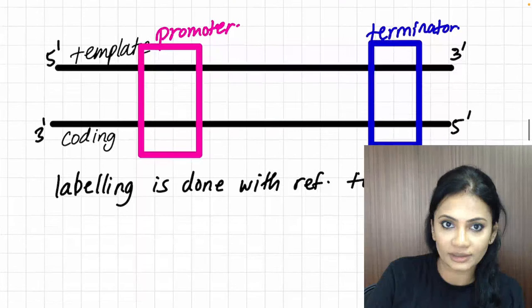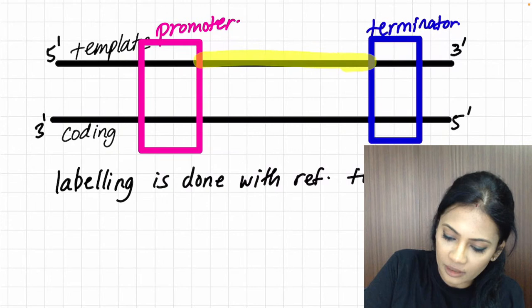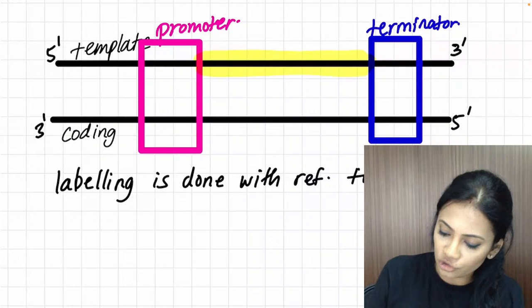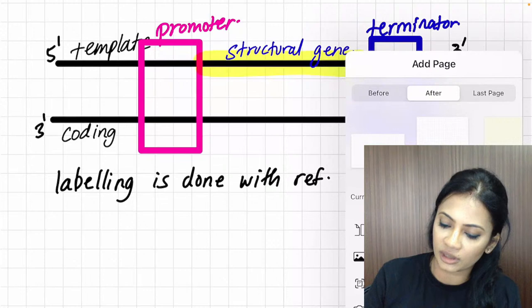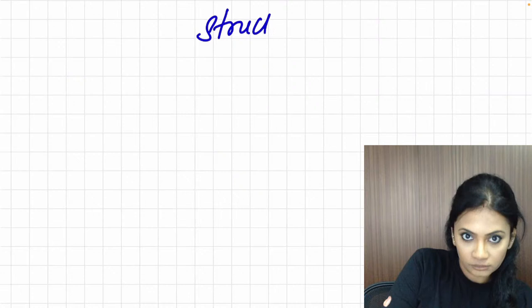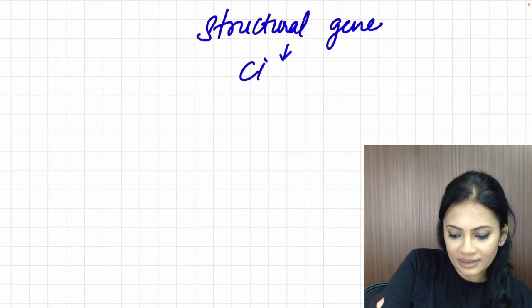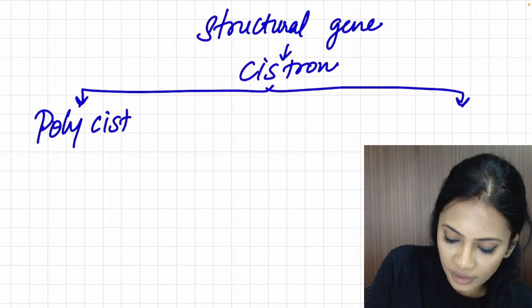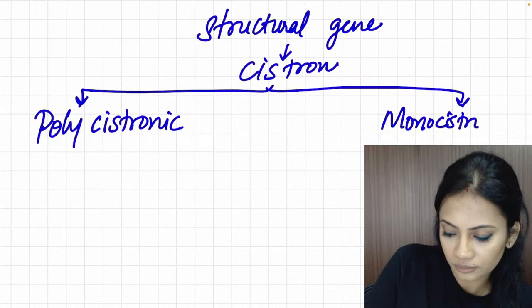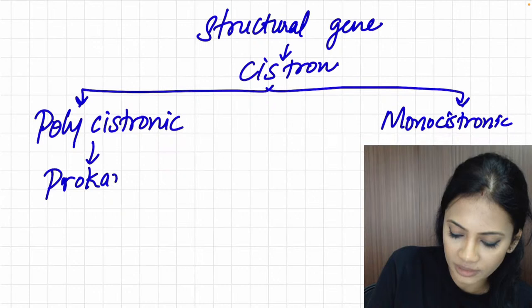Alright. What is the part present in between? In between here, this is going to be the structural gene. Correct? Now tell me something about this structural gene. You can consider it as a cistron, okay? And cistrons are seen as polycistronic and monocistronic. Polycistronic in prokaryotes. Monocistronic in eukaryotes.